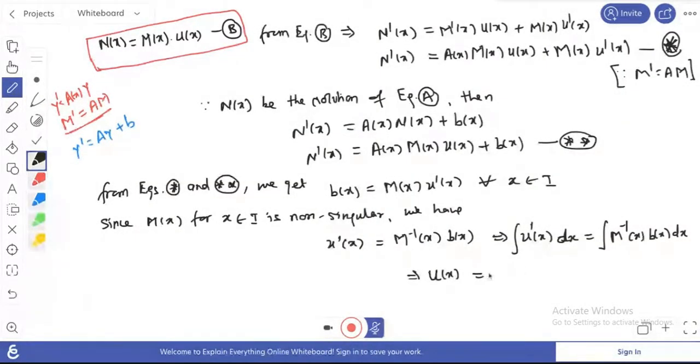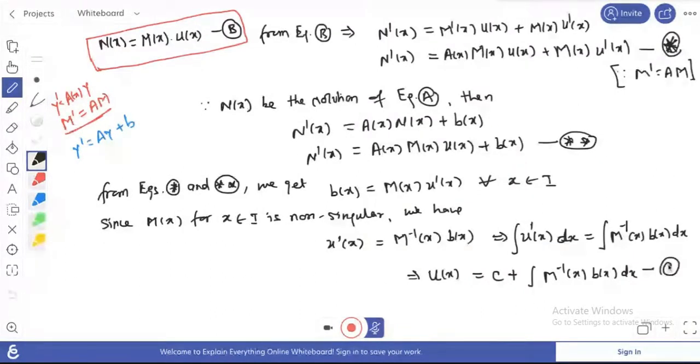Okay, this is u'(x). u(x) equals the integral of that, so you add an arbitrary constant and the integral of m inverse(x) b(x) dx. Okay, so this is your integral. If you substitute this value of u(x), what is the solution for n(x)? So what is the general solution?